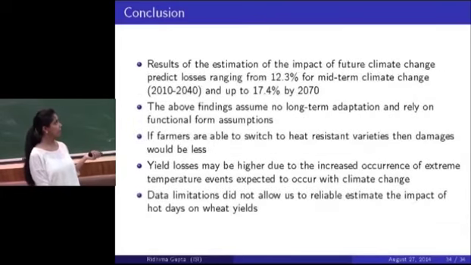And results of the estimation of the impact of future climate change show losses ranging from 12.2% for predicted climate change and up to 17.4% by 2070. But the above findings assume no optimal adaptation. If farmers are able to switch to heat-resistant varieties, then damages will be less. Yield losses may also be high due to increased occurrence of extreme temperature events expected to occur with climate change.